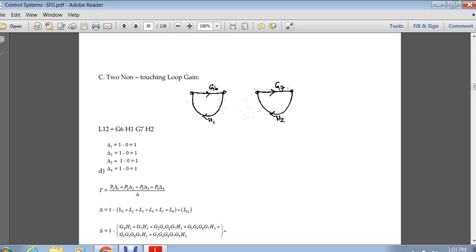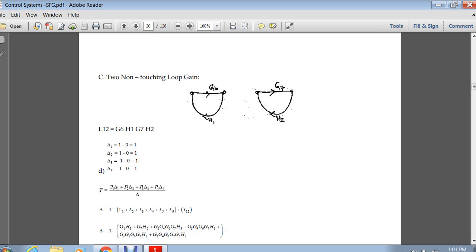So delta 1 means 1 minus the sum of individual loop gains plus the sum of possible combinations of two non-touching loops plus the sum of possible combinations of three non-touching loops. From that we need to get delta 1. According to that we have 1 minus 0, which is equal to 1 here. For the second path also we get the same 1. For the third also we get 1. For the fourth also we get only 1. There are no individual loops and no combinations of two or three non-touching loops touching these paths, so delta 1 is 1, delta 2 is 1, delta 3 is 1, delta 4 is 1.